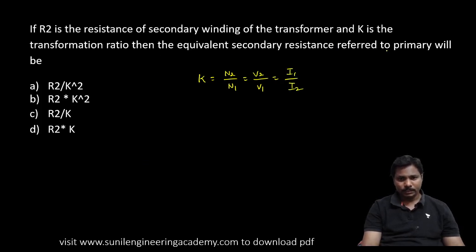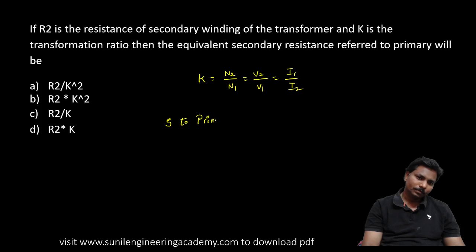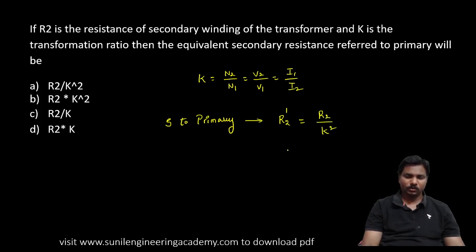The equivalent secondary resistance referred to primary. That means the secondary resistance is referred to primary. So secondary resistance means R2. It is referred to primary, so we have to make it R2 dash. Secondary to primary: R2 dash is equal to R2 by K square.